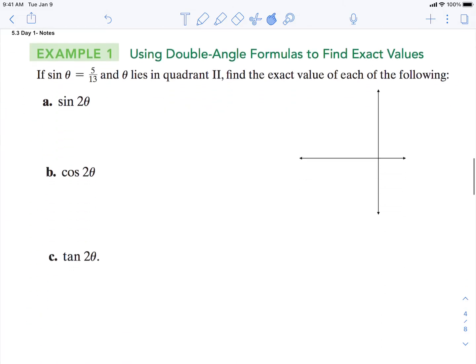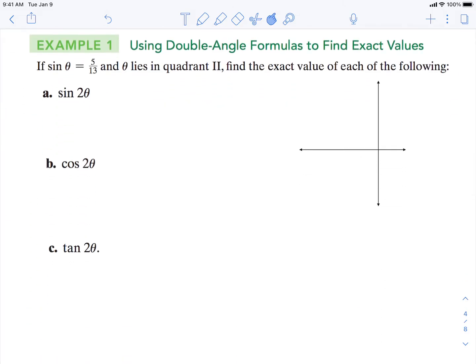So we're going to go ahead and use an example of the double angle formulas. Let's say we have a trig function, the sine of theta equals 5/13. This is not one of our special angles on our unit circle, so we have to create an angle that's going to fall in quadrant 2. So here's quadrant 1, and this is quadrant 2. So we have an angle that falls in quadrant 2.